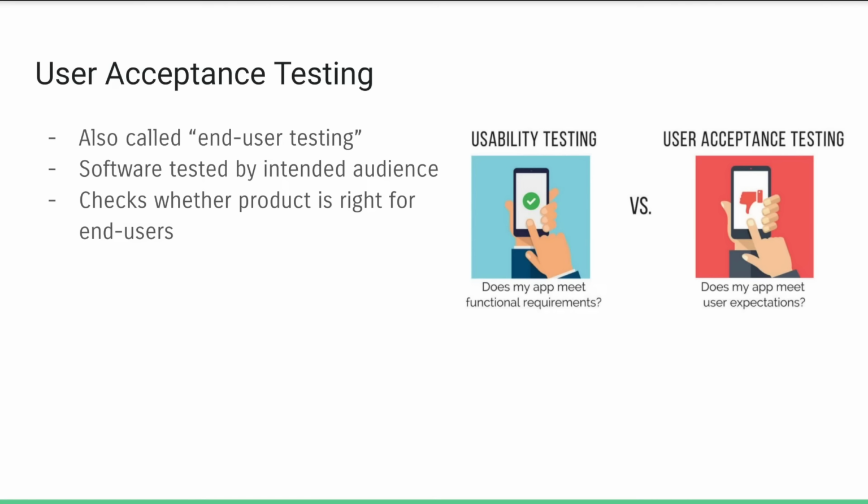Now, another type of testing is called user acceptance testing. This is pretty simple, and it's similar to beta testing. It's a more broad term for when we have software tested by the intended audience. We give the software to people who we expect will use it, and we ask them whether it meets their expectations. Usability testing is another term you might see. This is just testing how easy the software is to use.